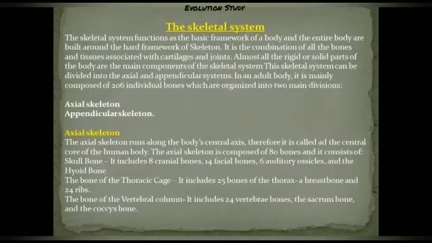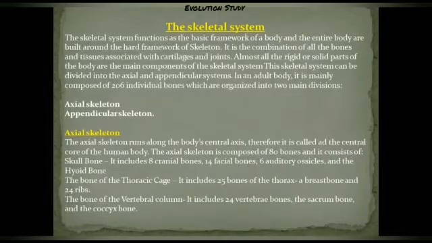In an adult body, it is mainly composed of 206 individual bones which are organized into two main divisions, the axial skeleton and the appendicular skeleton. Now, what is the axial skeleton? The axial skeleton runs along the body's central axis, therefore it is called the central core of the human body.